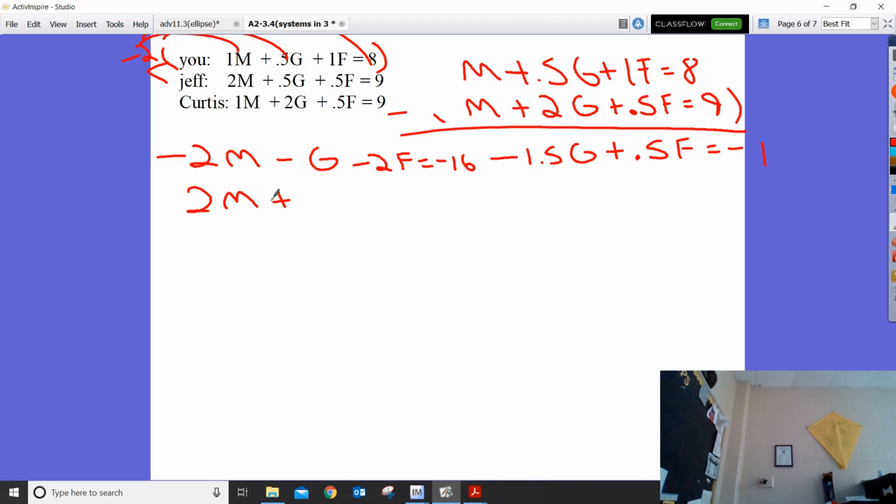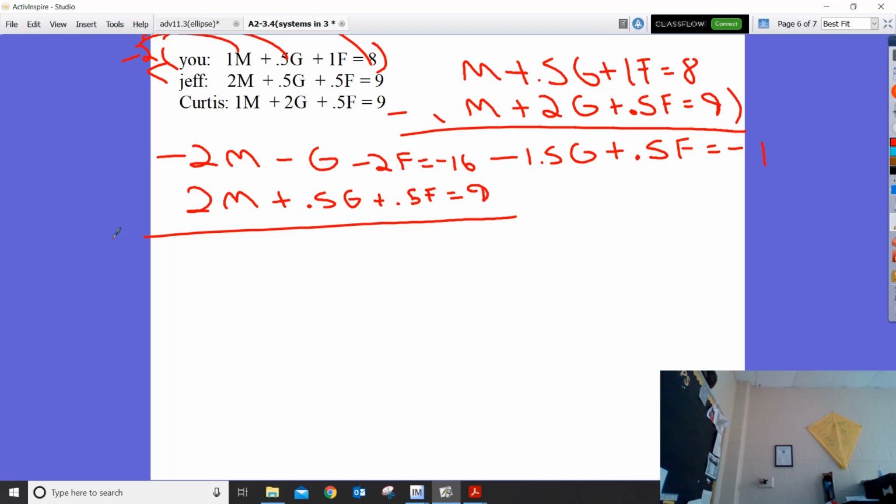2m plus a 0.5g plus 0.5f is 9. Didn't do any change to the second equation. It's written as is. And again, the reason I multiplied the top by negative 2 is so that I could use addition instead of subtraction, because you are more likely to make a mistake subtracting than you are adding. You are.